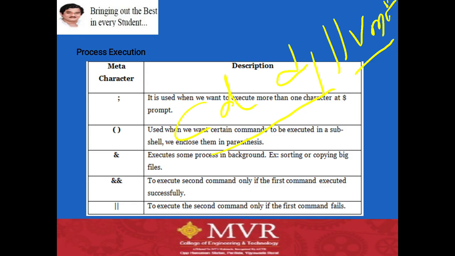So for example, if cd d1 does not exist, what happens? The rm star will be executed definitely. So for example, if you are in a directory d2, the d2 files will be removed. So that's why I told you that whenever you are using OR, you need to use it very carefully. Okay.